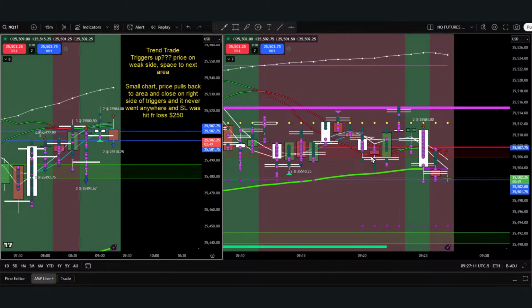Trend trade. Triggers up. If you have to put a question mark, is it really? Price on the weak side. Space to the next area. Small chart. Price pulls back. You get in from the weak side. And you don't believe it. And you hold. And you don't believe it. And you give it all back, Victor.